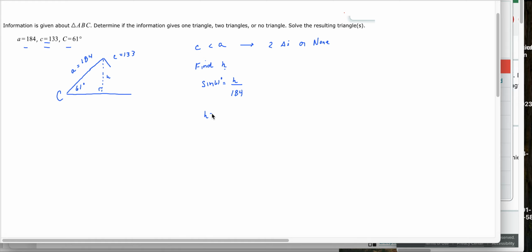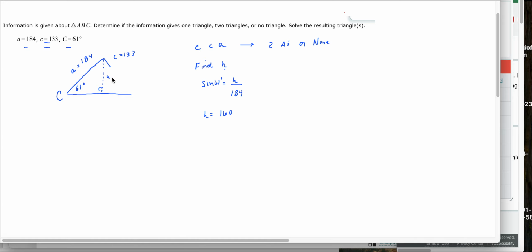So H is equal to, and we've done this before, so I'm going to just jump to what H is equal to instead of pulling the calculator up. When I do the math and multiply sine of 61 by 184, I get H to be 160. Sorry, I couldn't tell on my paper if that was 16 degrees or 160, but 160 would make sense given the length of the other sides.